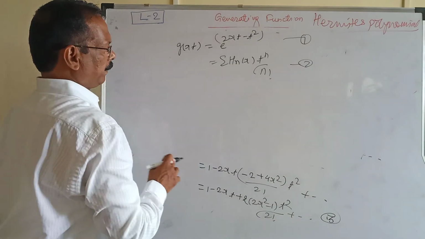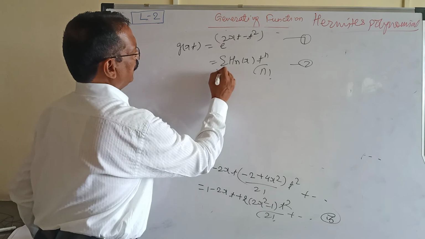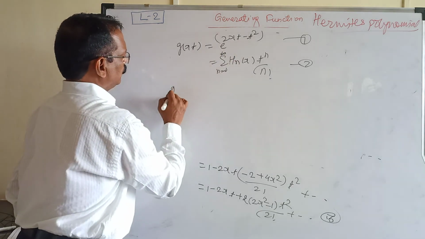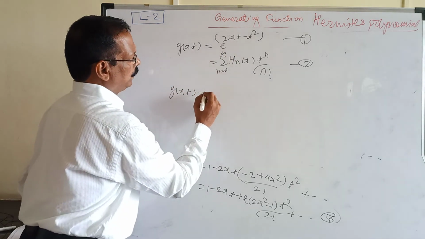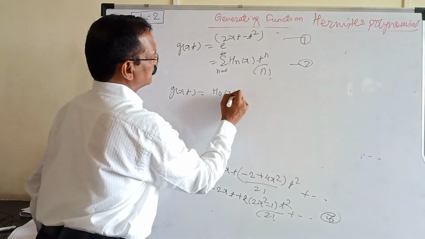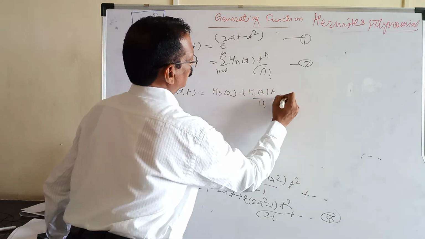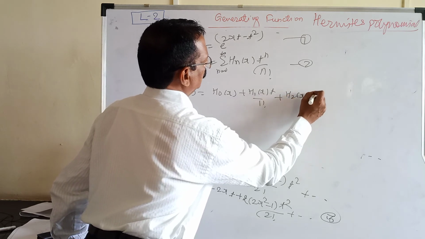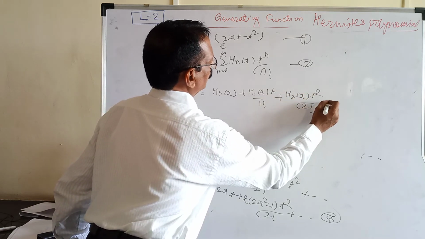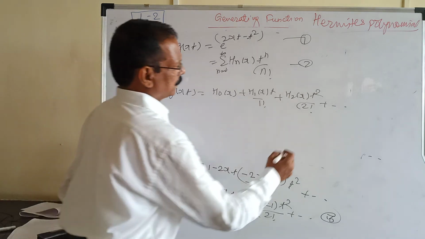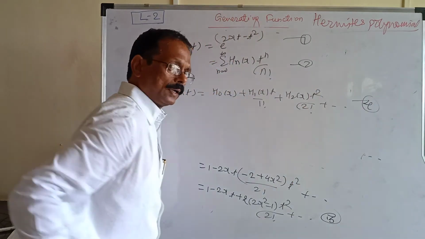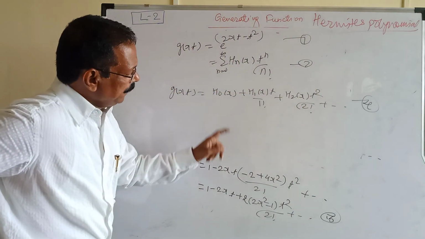Now recalling equation number 2, n runs from 0 to infinity. So this becomes g of xt is equal to h0 of x plus h1 of x into t upon 1 factorial plus h2 of x into t square upon 2 factorial plus so on. Now it is equation number 4. So compare equation number 3 and 4.